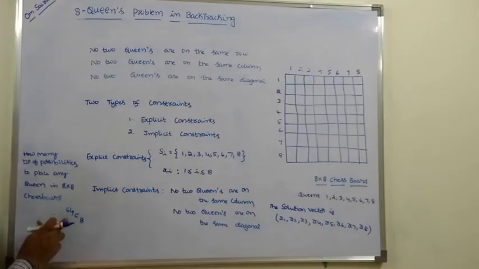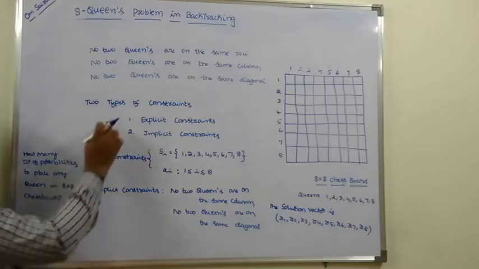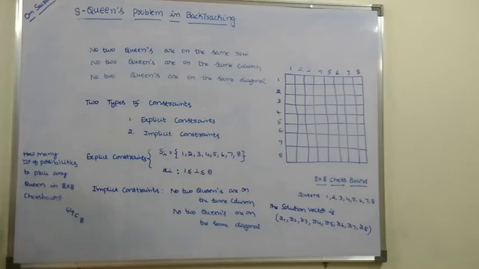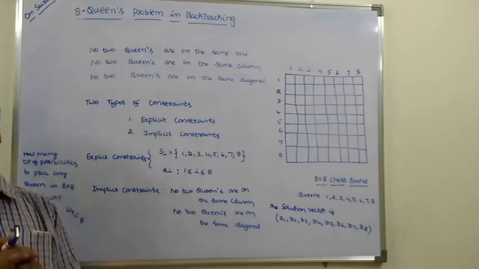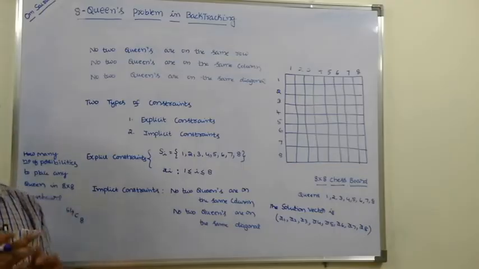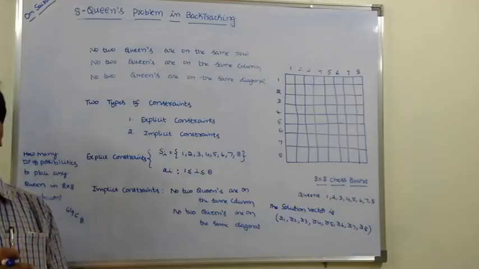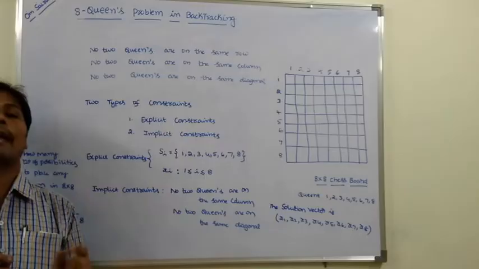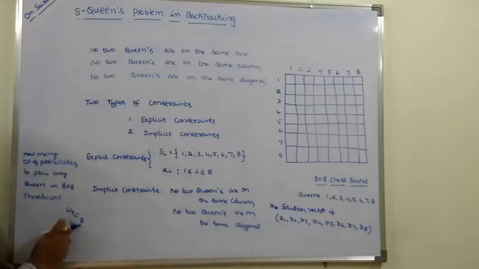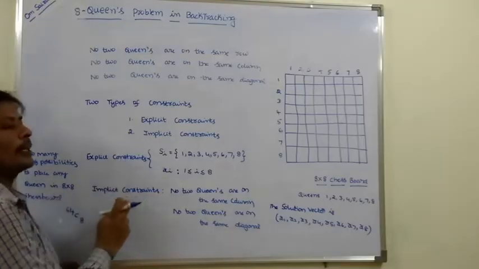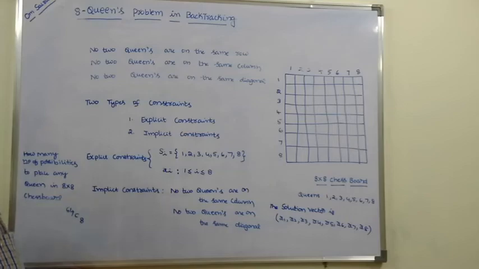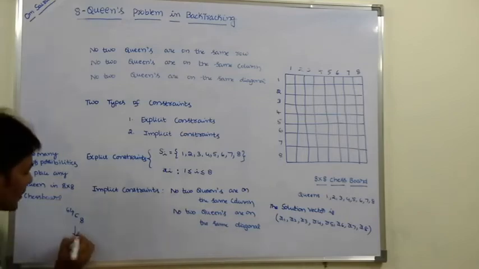So here we have not applied any explicit constraint or any implicit constraint. Without any constraint, any queen can be placed anywhere on the 8 by 8 chessboard. How many possibilities are there? 64 possibilities. We have to place 8 queens on an 8 by 8 chessboard. The total number of possibilities for 8 queens is equal to 64C8. After applying explicit constraints and implicit constraints, the number of possibilities can be reduced.